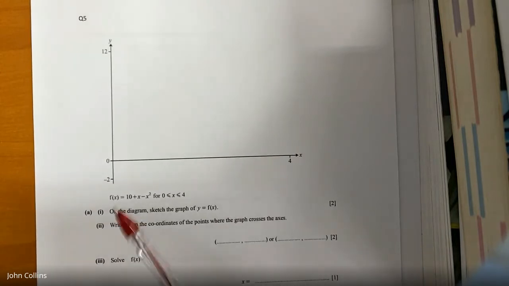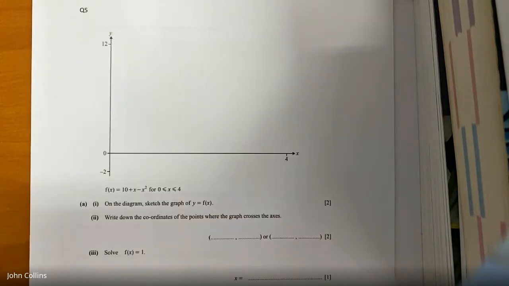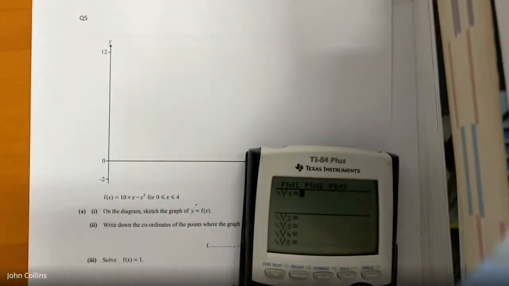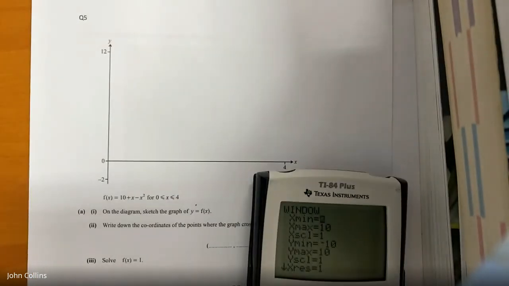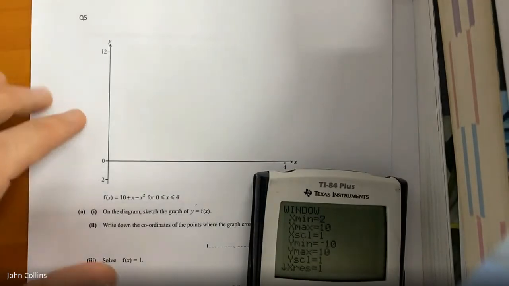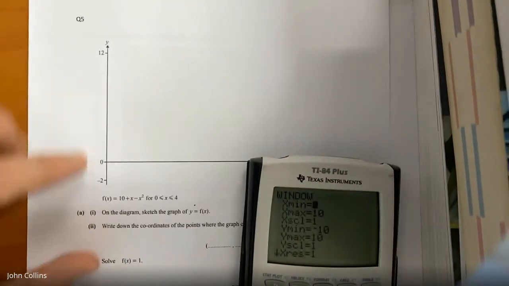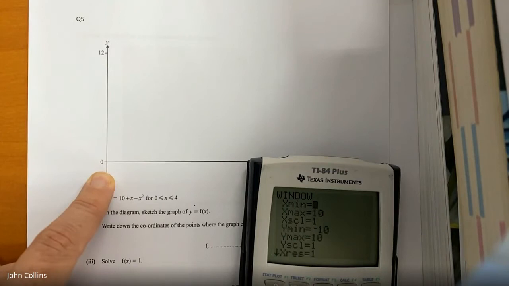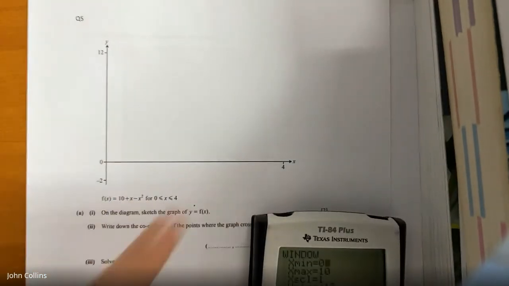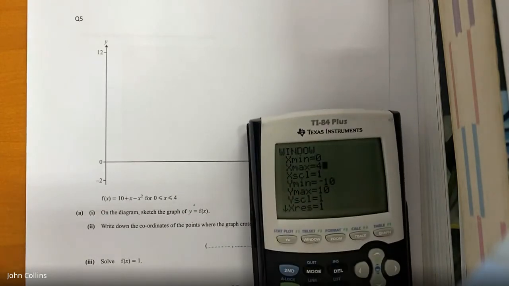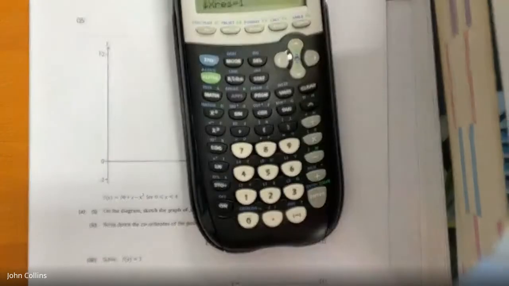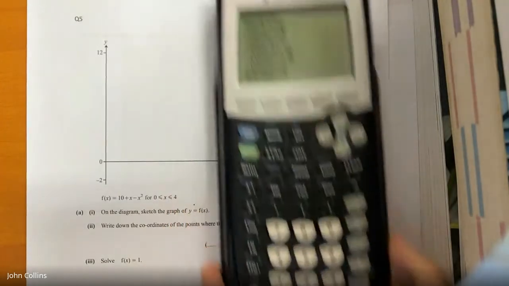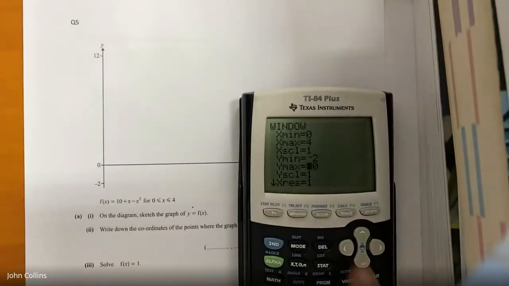All right, function, sketch it between 0 and 4. Calculator out straight away, clear anything that was there before. If you want to set the window first, it's not a bad idea. The x minimum is 0, and the x maximum is 4. That's all I want. The y minimum is -2. Make sure you use the negative button. And the y maximum, 12.